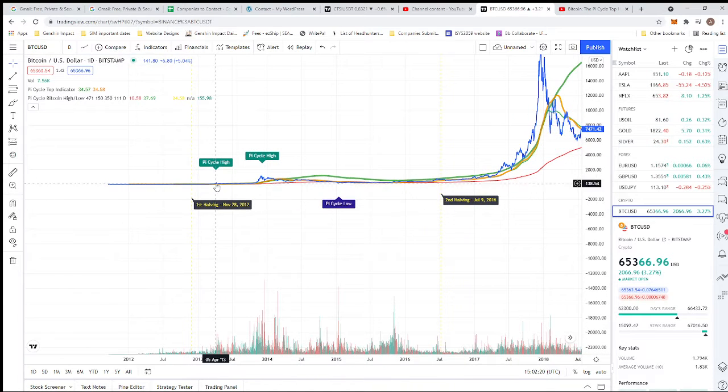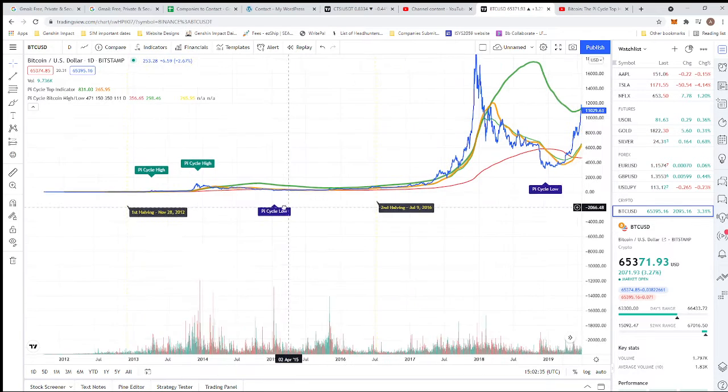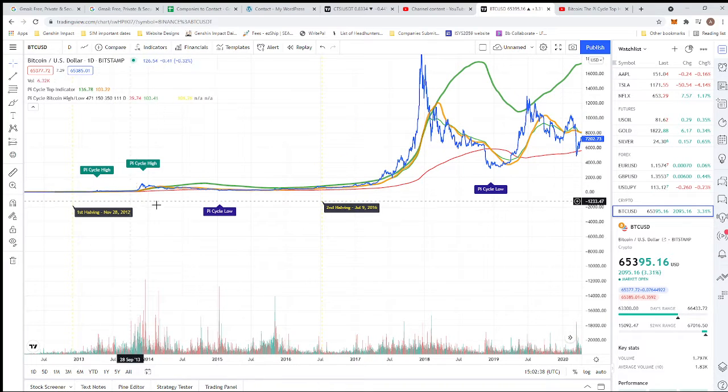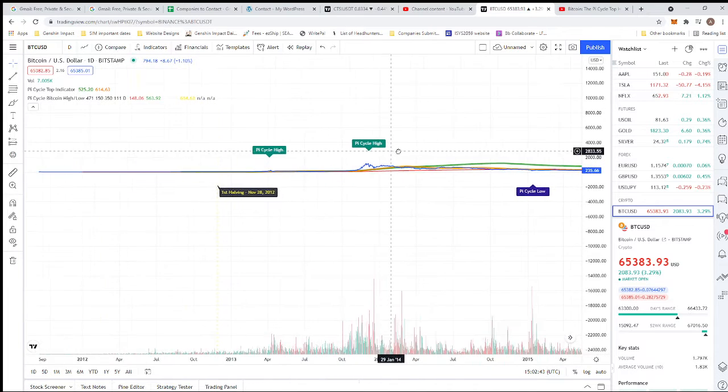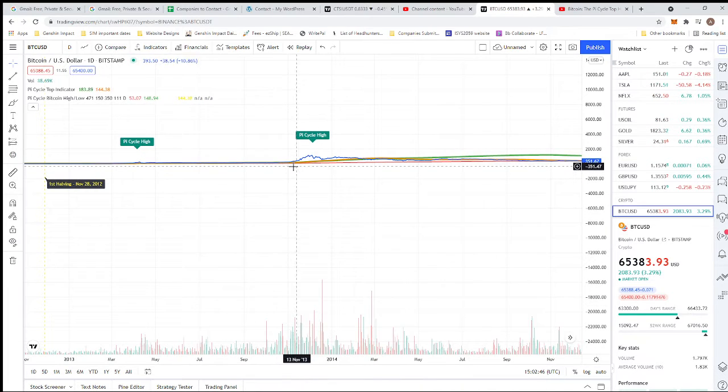So as you can see, the first pi cycle top occurred sometime in April back in 2013, and then there was another one back on 23rd November. Okay, so this is the 2013 Bitcoin cycle. As you can see down here, the orange line actually crossed over the green line from underneath. You can't see very clearly, but essentially that's the idea. Once it crosses the green line from underneath, that's a pi cycle top, and it usually means that that is the market peak.